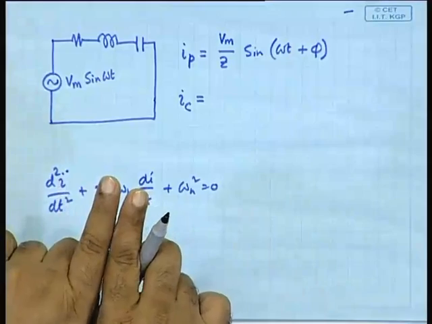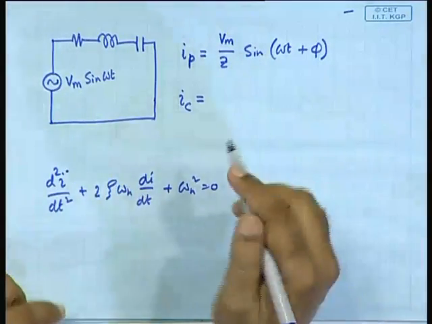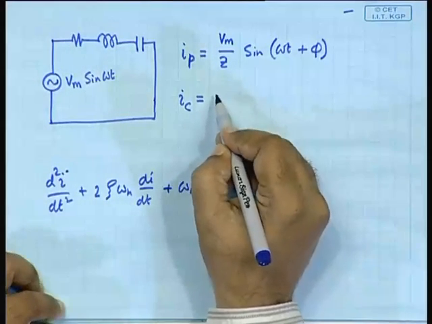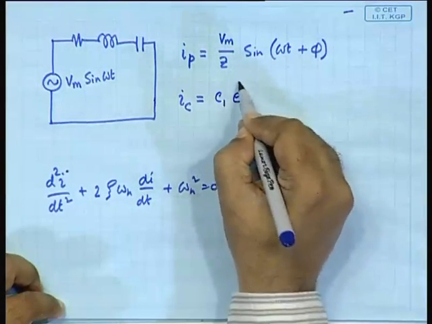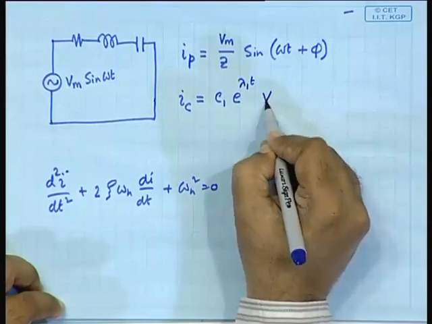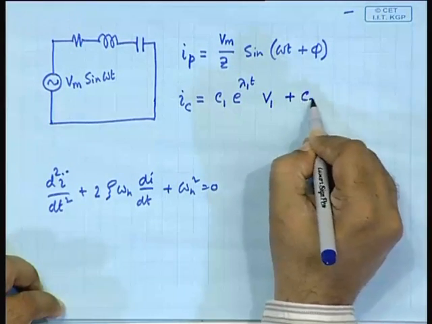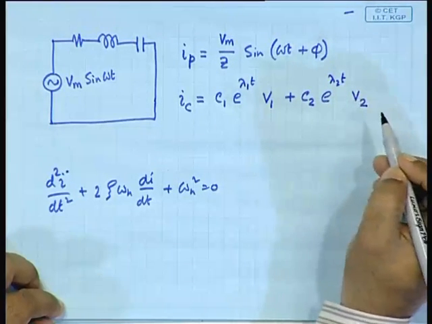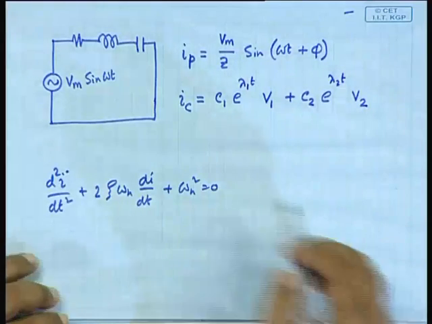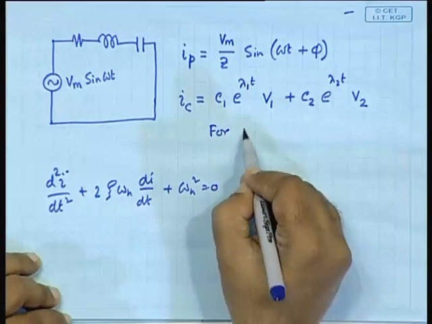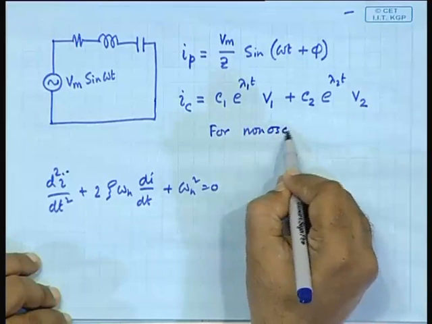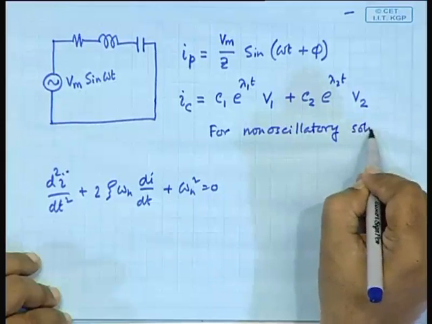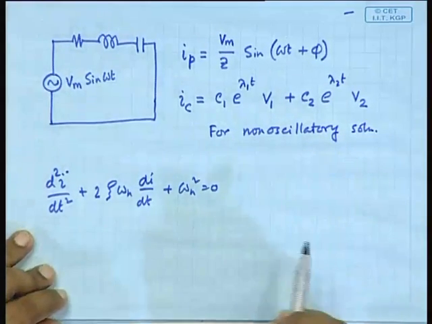Nevertheless, ultimately if you have a non oscillatory solution, then if you consider in terms of the two eigenvalues, there will be two eigenvectors and you will be able to write the complementary function, the transient part, as C 1 e to the power lambda 1 t times its eigenvector V 1 plus C 2 e to the power lambda 2 t times the eigenvector V 2. This is for non oscillatory solution, where the eigenvalues are real.